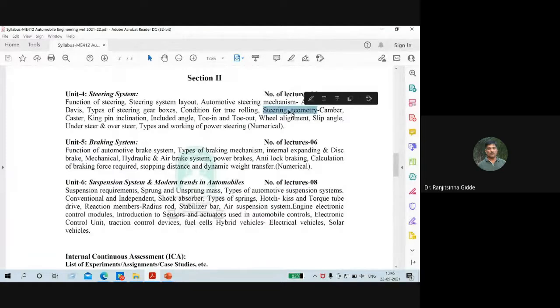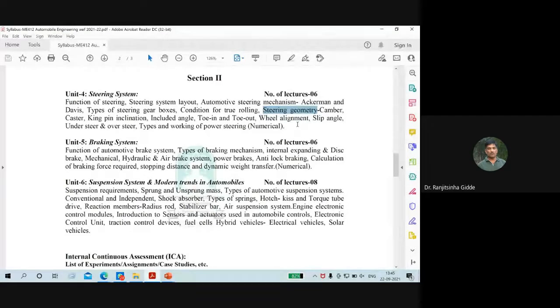And then the wheel alignment. And what is the slip angle? Then understeer, oversteer. The word itself is self-explanatory. Understeer means we are turning more, but we are not going to get the exact desired direction. And oversteer means we are desiring one particular direction, but we are getting more steering in that direction.